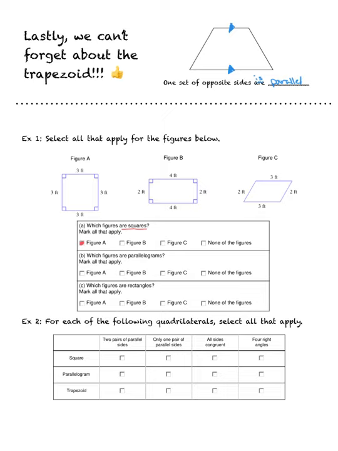Now, which figures are parallelograms? Well, we know A is a square, so therefore A is a parallelogram. Take a look at figure B. All four angles are 90 degrees. That's a rectangle. Opposite sides are congruent. That's a rectangle. Oh, figure B counts.